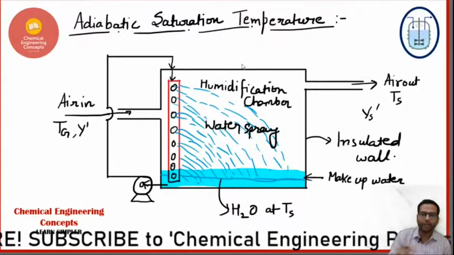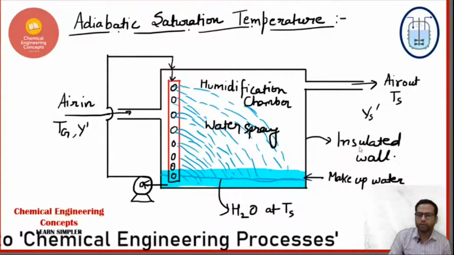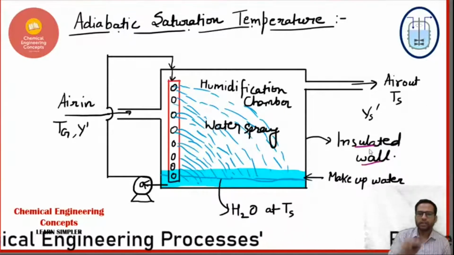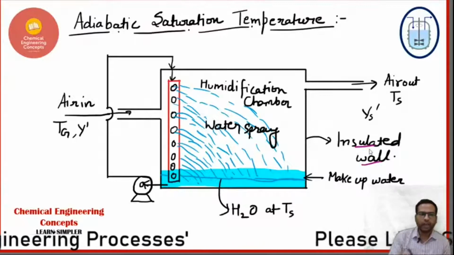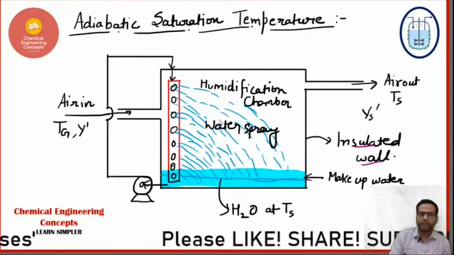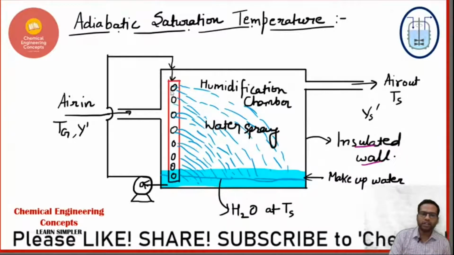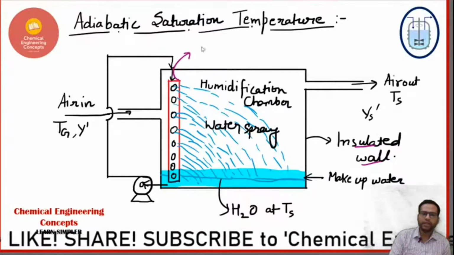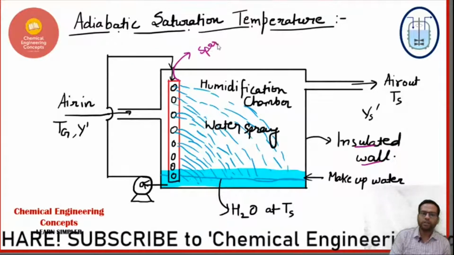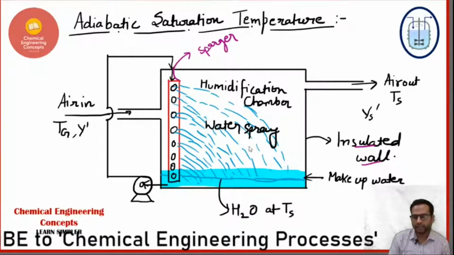So what is happening? We have a closed chamber and it is insulated also. So this closed chamber is insulated and we have this water, okay? Water spray is continuously there, ठीक है? पानी यहाँ से, this is the sparger, right? This is a sparger जहाँ से वाटर कंटिन्यूसली यहाँ पर स्प्रे किया जाता है, ठीक है?